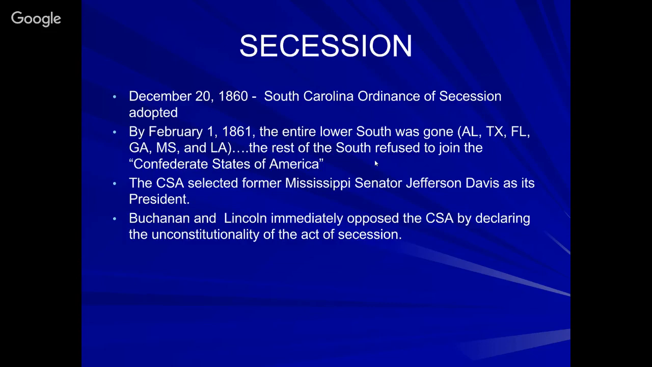December 20th, 1860, South Carolina passes the Ordinance of Secession. By February 1st, 1861, the entire Lower South was gone. That's Alabama, Texas, Florida, Georgia, Mississippi, and Louisiana. The rest of the South refused to join the Confederate States of America. And so the Confederacy elected former Mississippi Senator Jefferson Davis as its first president. Alexander Stephens of Georgia was elected vice president, and Buchanan and Lincoln immediately opposed the Confederacy by declaring the unconstitutionality of the Act of Secession.